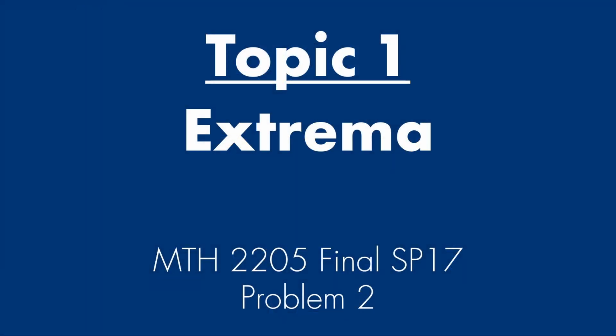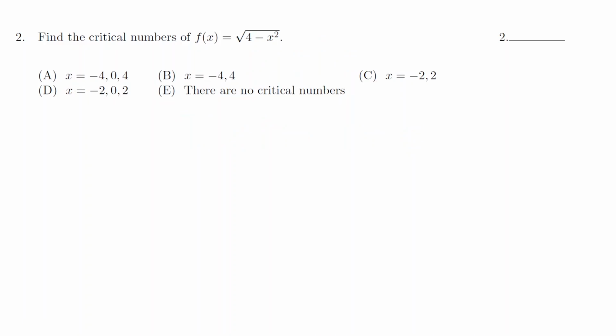So let's do this. The first topic that we are going to cover is the Extrema. We're going to take the specific problem number 2 from the final SP17. So the problem goes like this. Find the critical numbers of f of x when f(x) is equal to the square root of 4 minus x squared.